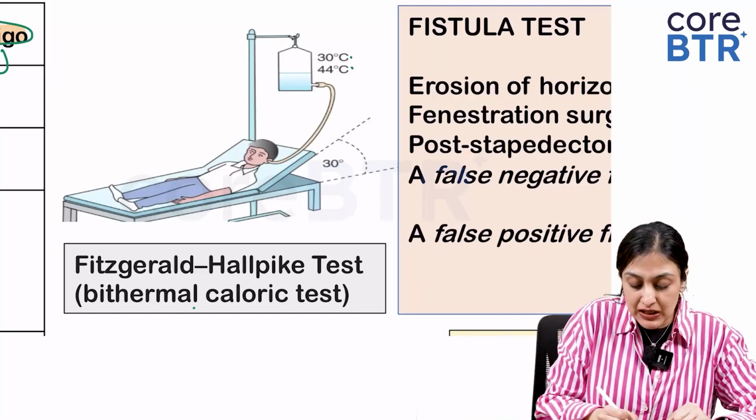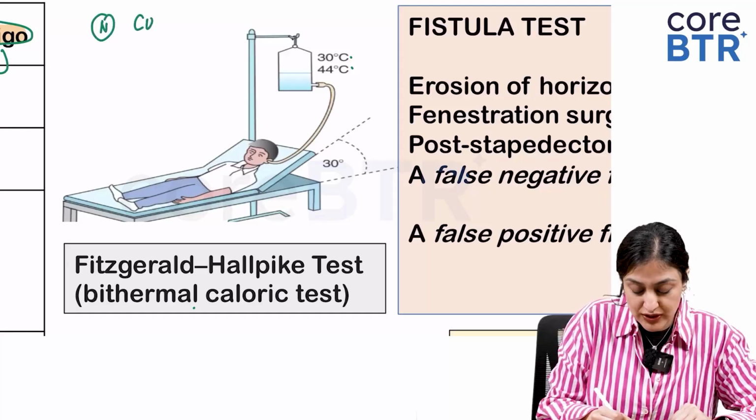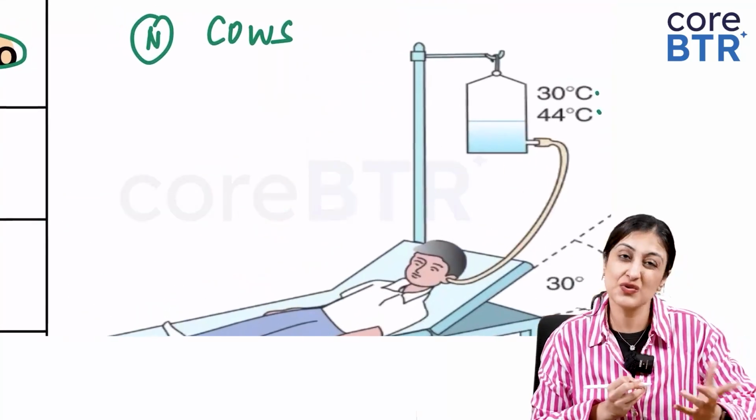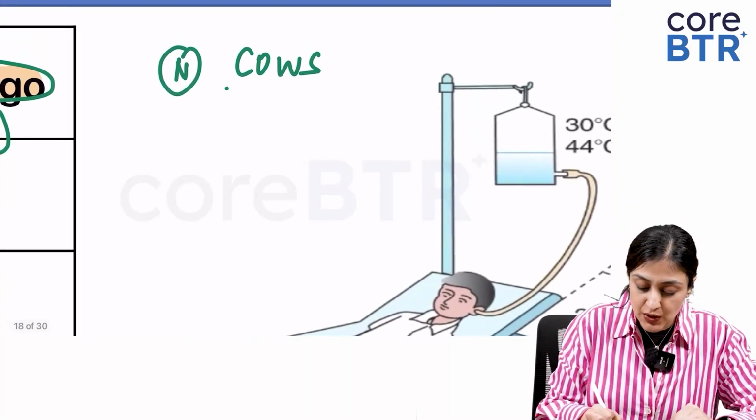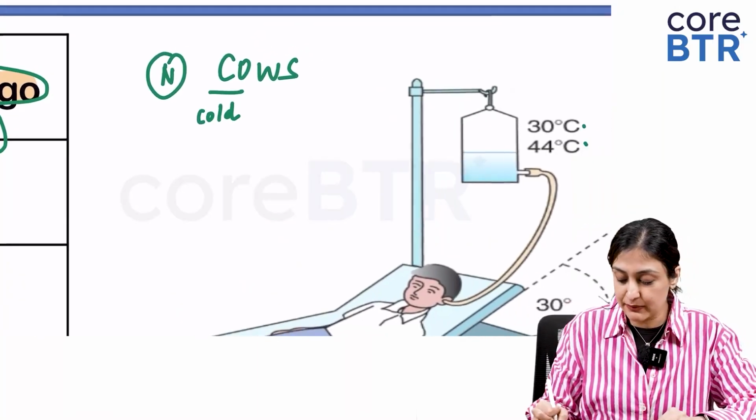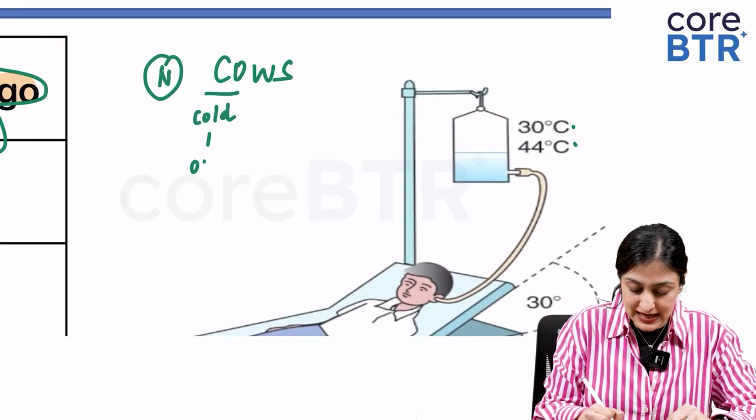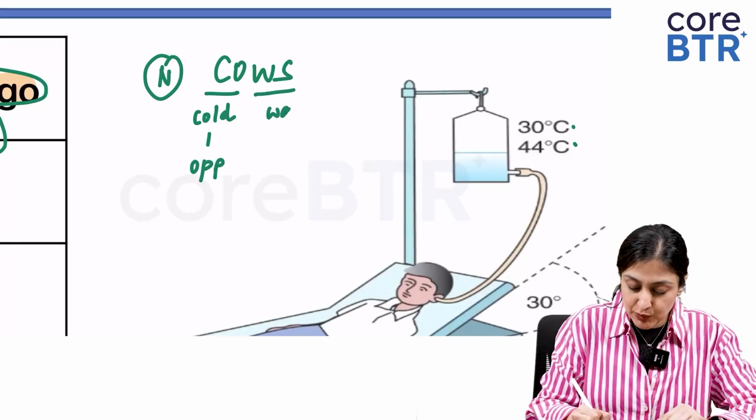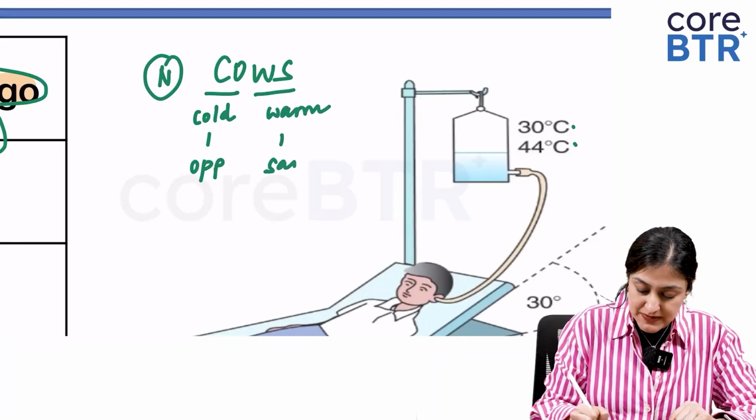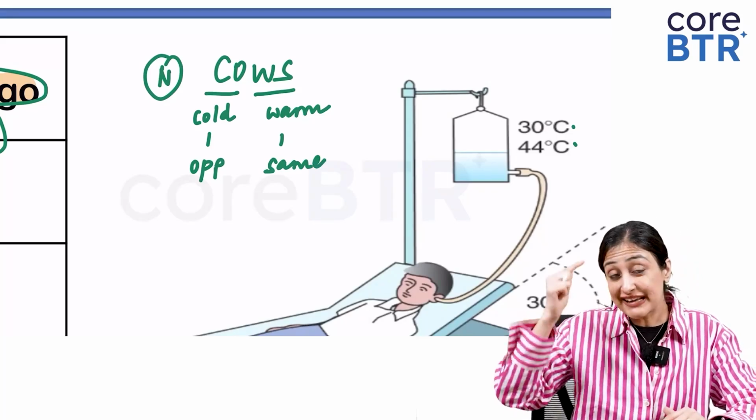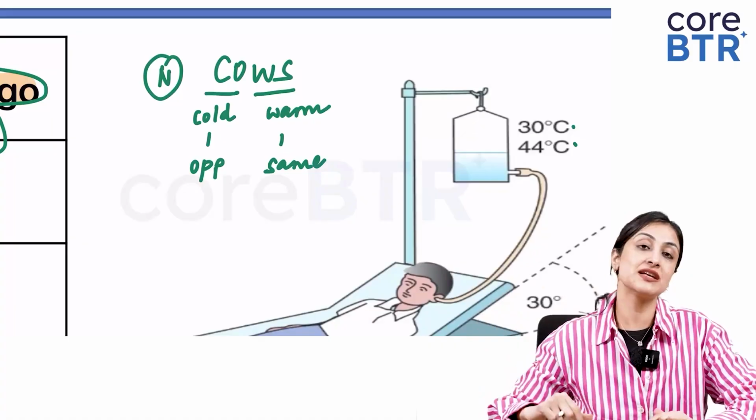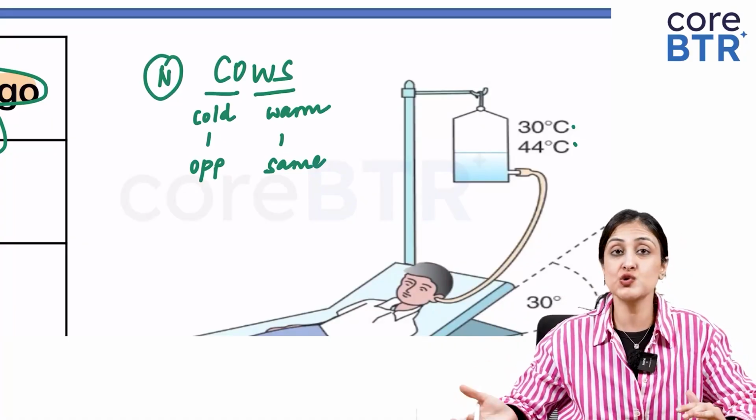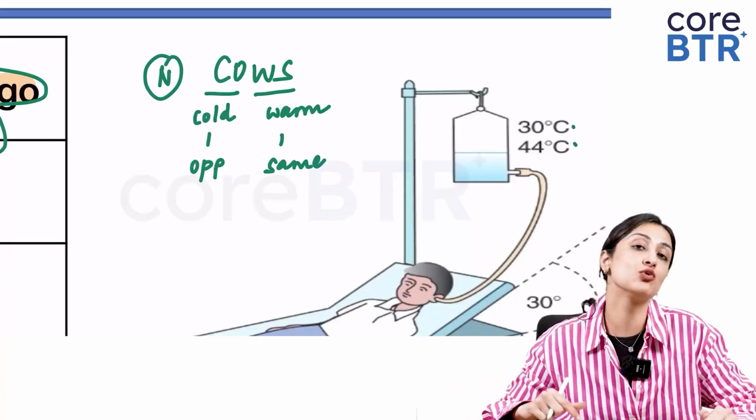Okay. What is normal is COWS. So don't think COWS is abnormal. COWS is normal, right? So what is COWS? When you put the cold temperature, 30-degree, the nystagmus is in the opposite direction. I will talk about that. When you put warm water, it is on the same side. So this is normal. If it is not happening, that means there is an issue with the labyrinth. So if there is a dead labyrinth, I'll have no nystagmus.